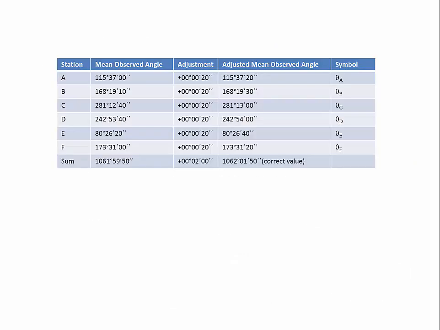Put this in tabular format. These are the original mean observed angles, and these are the averaged face left and face right readings that we measured, and I haven't done that stage, I've missed out that stage. But that is how these would have been obtained. The adjustment is 20 seconds for each one.